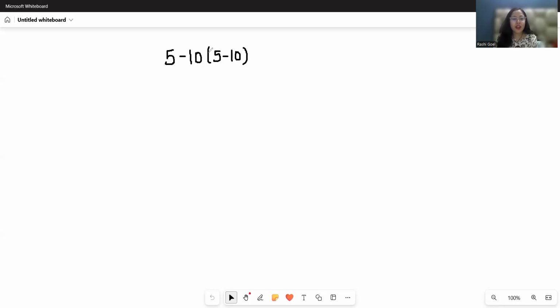So here, 5 minus 10 bracket 5 minus 10, people solve it like 5 minus 10 becomes minus 5 times minus 5, and they reach 25. What do you think? Is this correct or incorrect? Incorrect, right? Because they did not follow the right approach, that is the PEMDAS rule, which is also known as order of operation. Comment down below what you call it in your country.